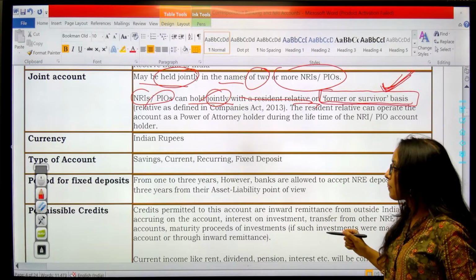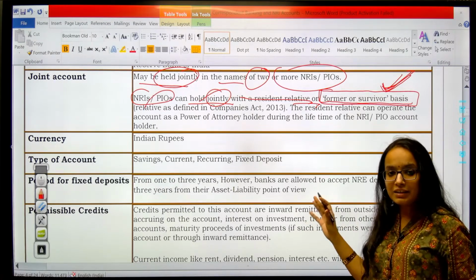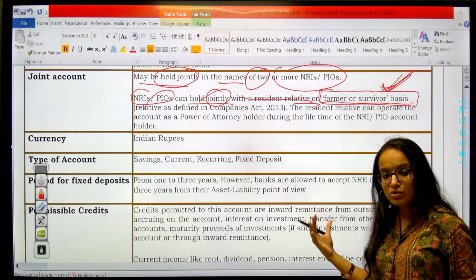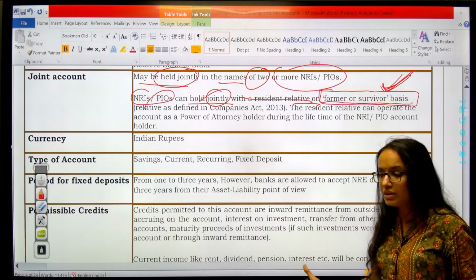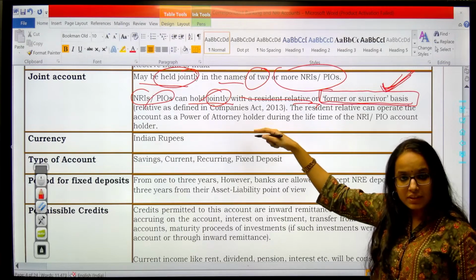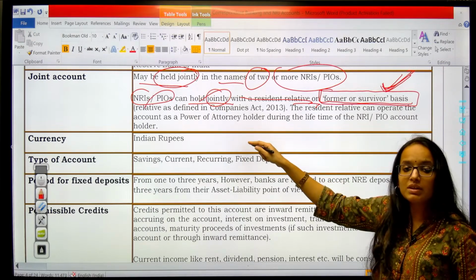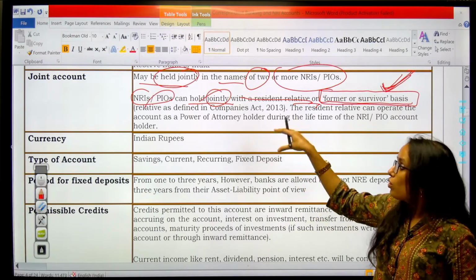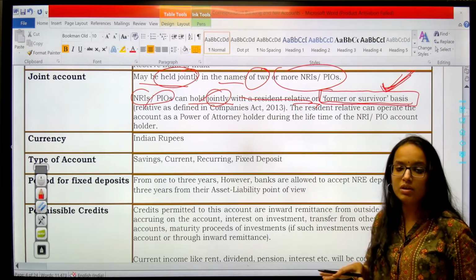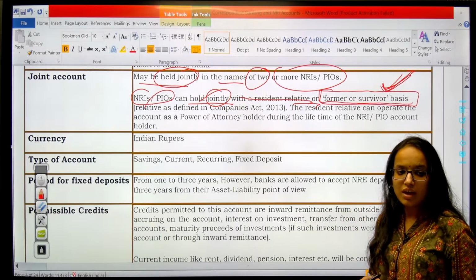What does it mean? It means that it is only after the demise of the account holder that the relative who holds the joint account with the NRI or PIO can run that account, only after the demise of the original account holder. Are you getting this point?